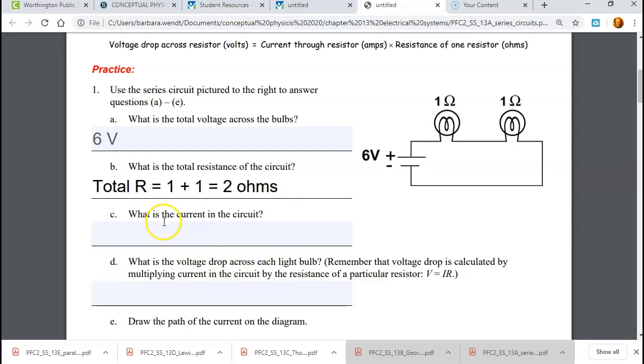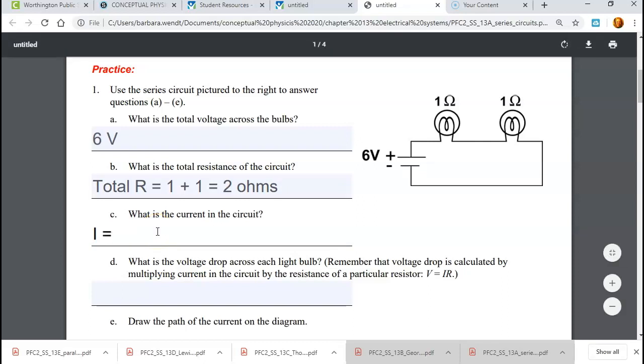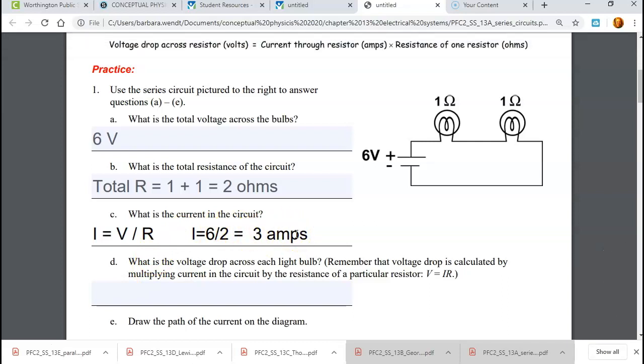All right. Now, the current in the circuit, we're going to have to use that formula. Okay. So our formula is the current, which stands for letter I, and we need to take the voltage divided by the resistance. Okay. So for this problem, we had a voltage of 6 and our resistance was 2. So our current for this circuit is going to be 3, and the unit for current is amps. So 3 amps is going to be our answer there.